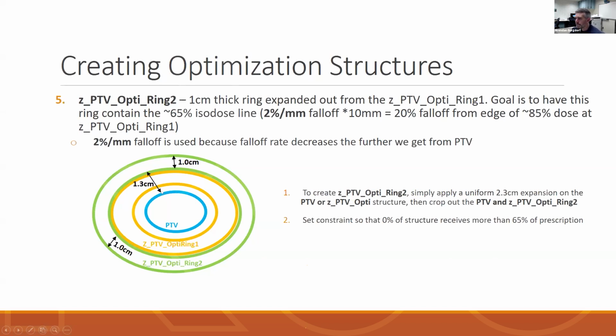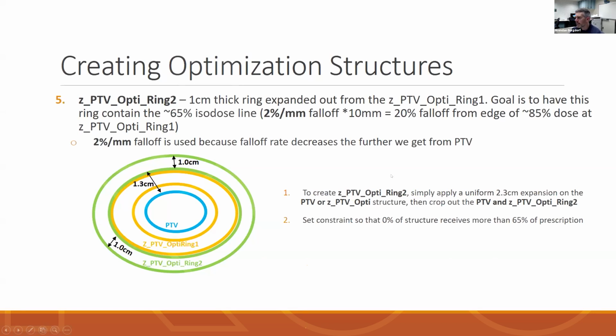So in blue here, we have our PTV. So we're trying to cover this with 100%. And then our first ring in yellow is the ZPTV Opti Ring 1, which we talked about. And we try to not have any of the 85% dose spill into this ring. So all the 85% isodose line should be contained within this ring. And then the second ring that I just described is the ZPTV Opti Ring 2. And this is directly adjacent to the Opti Ring 1. And this should contain the 65% isodose line. So we try to have no more than 65% of the prescription dose fall outside of this ring. And that's the way that we'll set the constraints for it in our optimizer, like I say here.